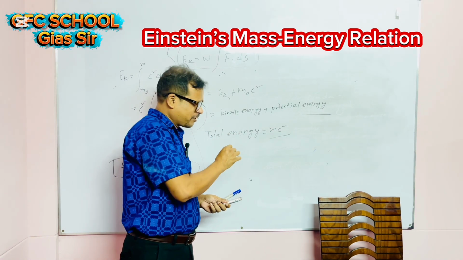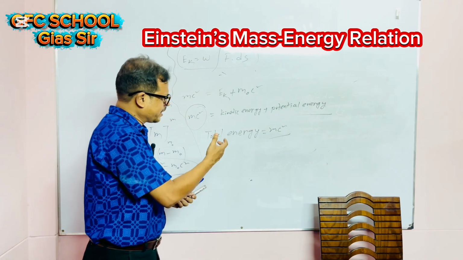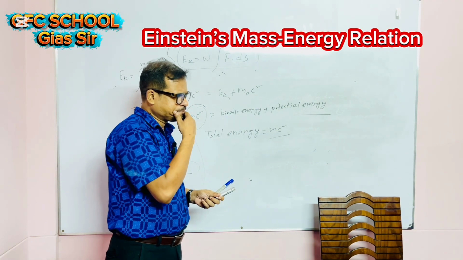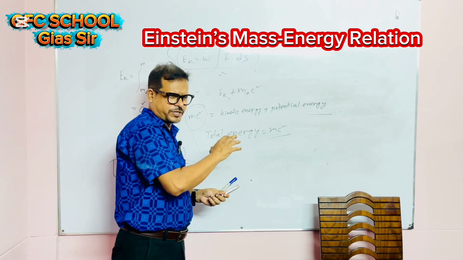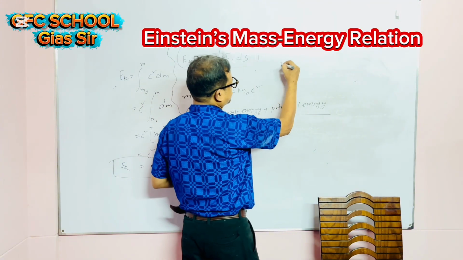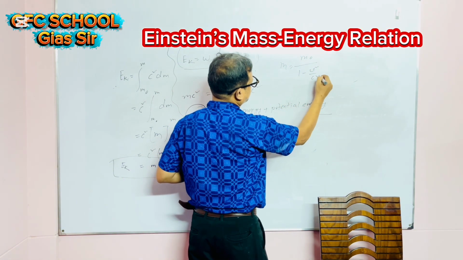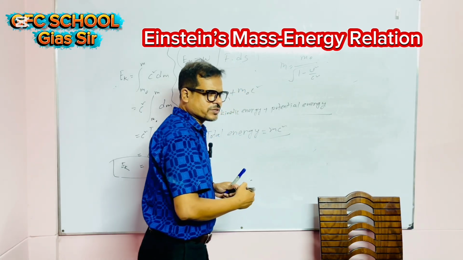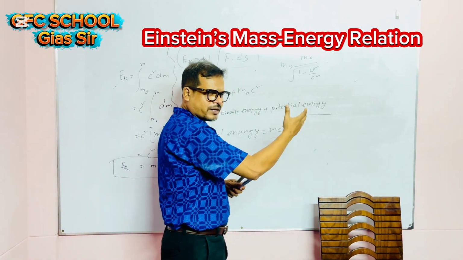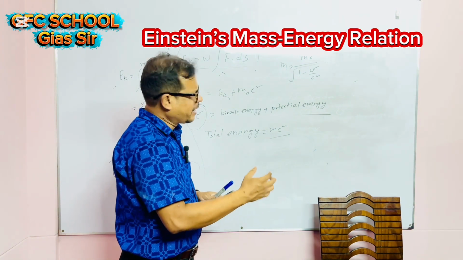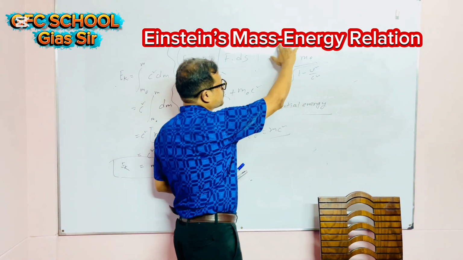But for deducing this total energy equal to mc squared, we have to use the relativistic mass of the object. That is why I used this formula, m naught over the square root of 1 minus v squared by c squared. This formula I used for which reason? Because it's a relativistic mass, and Einstein said the mass will change in motion. That's why I used this formula.